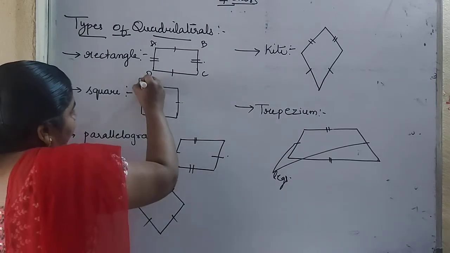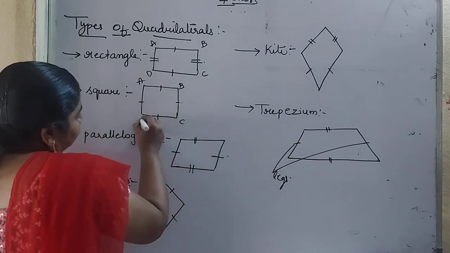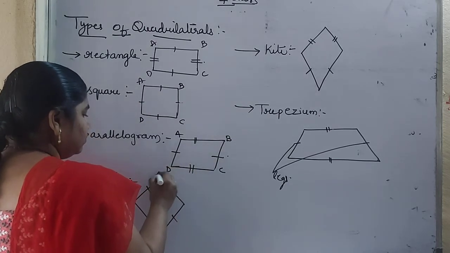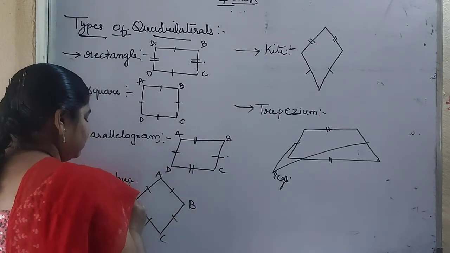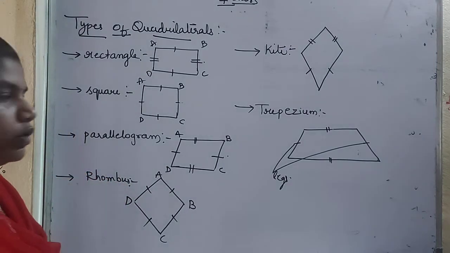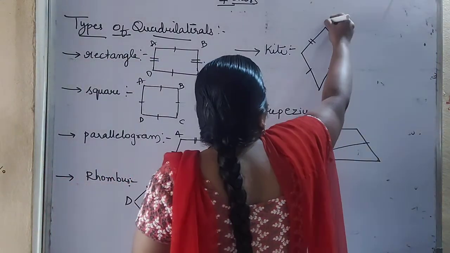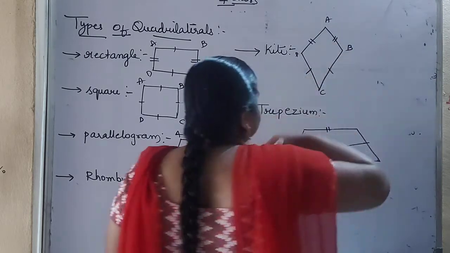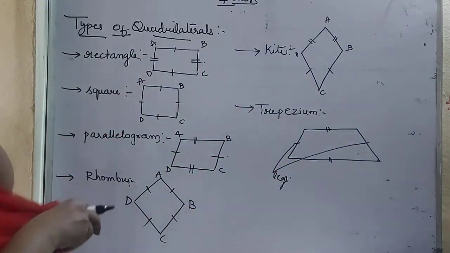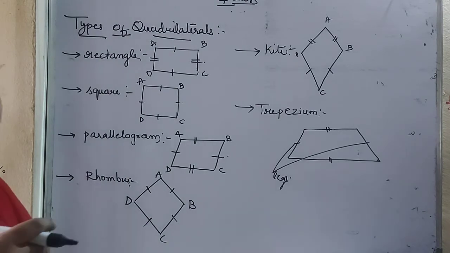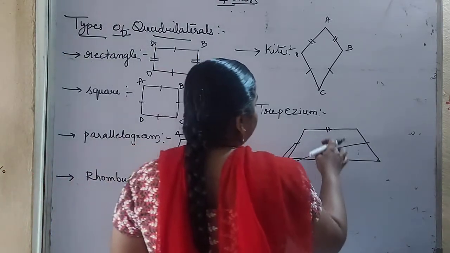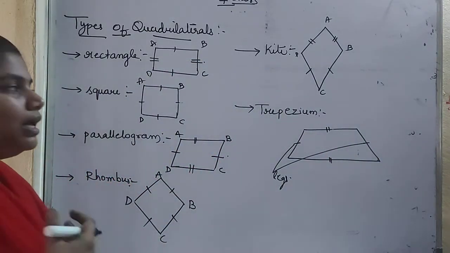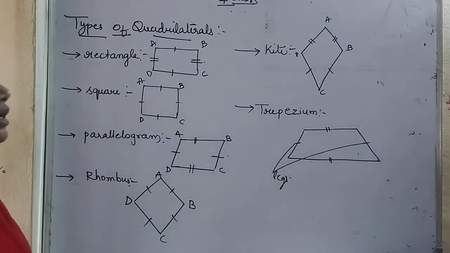In a rhombus all the sides will be equal. And in a kite only the two consecutive sides will be equal. And in a trapezium, only one pair of sides will be parallel. The other two non-parallel sides we will call legs. So on this we are going to learn the properties also.